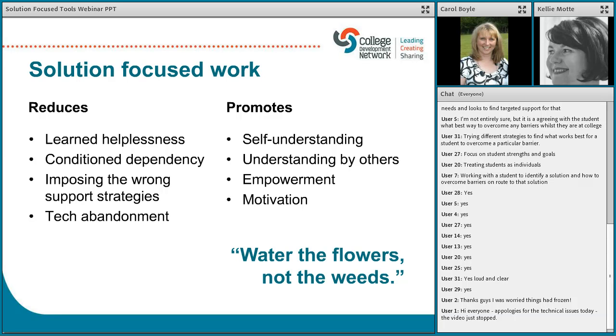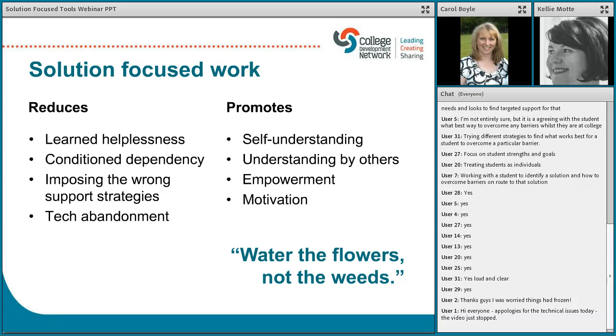And often it's because it was the wrong thing for them, or they weren't ready to use it, or they needed more training. So it promotes self-understanding and understanding by others, which I think is really key when we're talking about inclusiveness. There are a lot of different definitions of it, but to me it's often a sense of belonging and of being understood, and I think those are very key human needs in order to feel motivated and empowered.